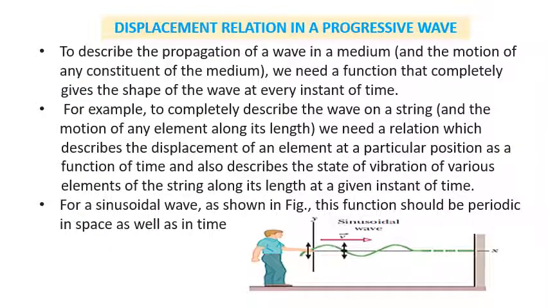Displacement relation in a progressive wave. To describe the propagation of a wave in a medium, we need a function that completely gives the shape of the wave at every instant of time. For example, the wave on a string.